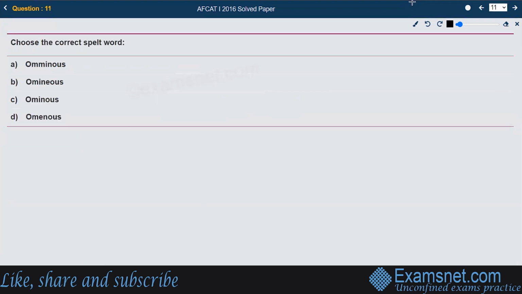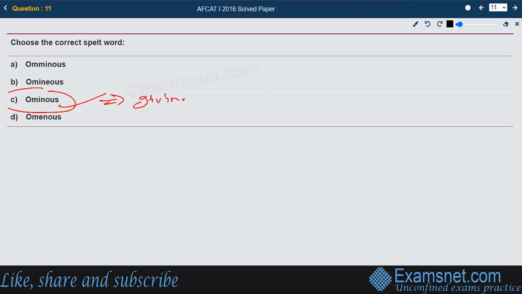Now we have to find out the correct word spelled. We need to check the spelling of these words. Okay, the first word is ominous and the right spelling is option C, ominous. What does the word ominous mean? The word ominous means giving an impression that something bad is going to happen.